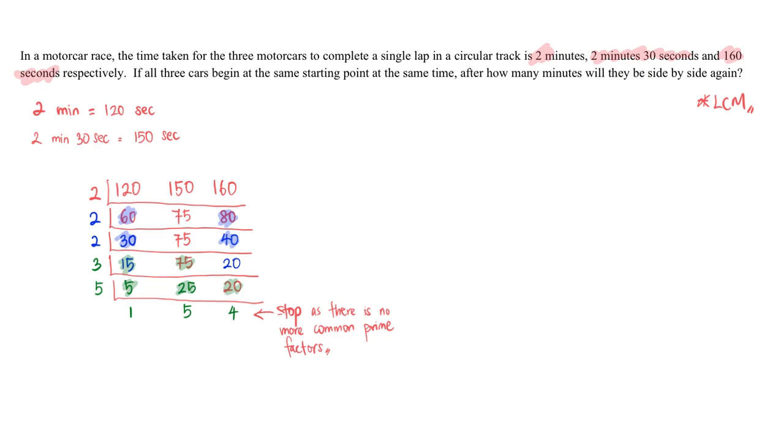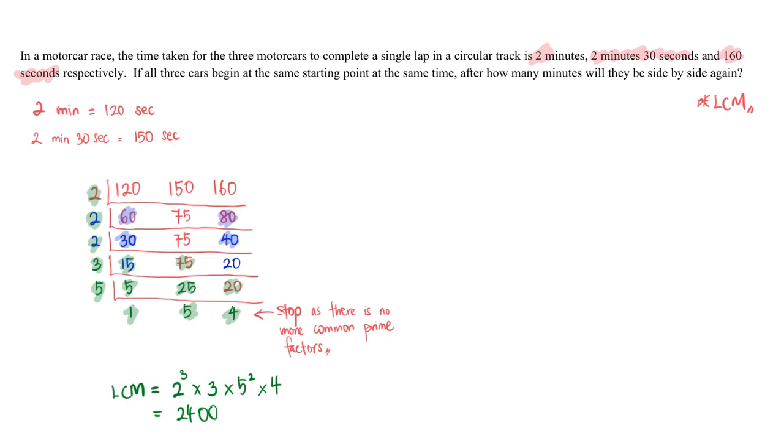And therefore, the final answer, after how many minutes will they be side by side again? In this case, the LCM will be equal to 2 times 2 times 2 times 3 times 5 times 1 times 5 times 4, of course. But 1 we usually don't write anymore. 2 times 2 times 2 is 2 power 3, times 3 times 5 power 2 times 4. That will give me 2,400.